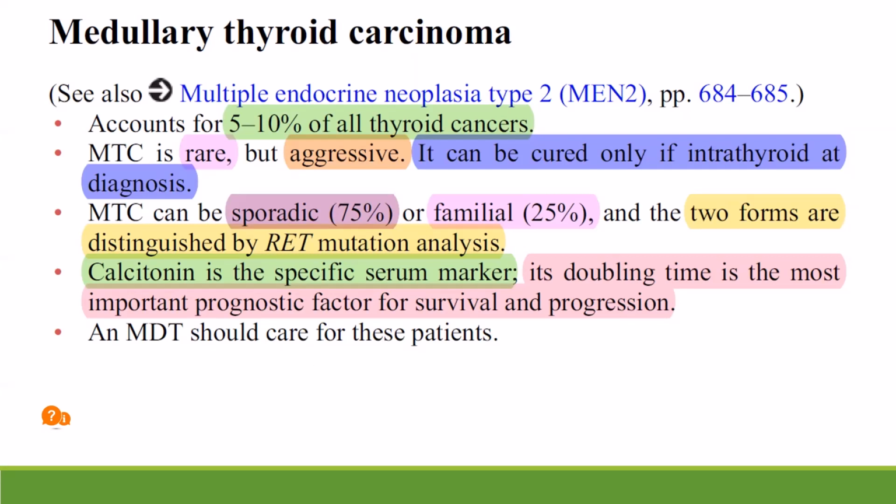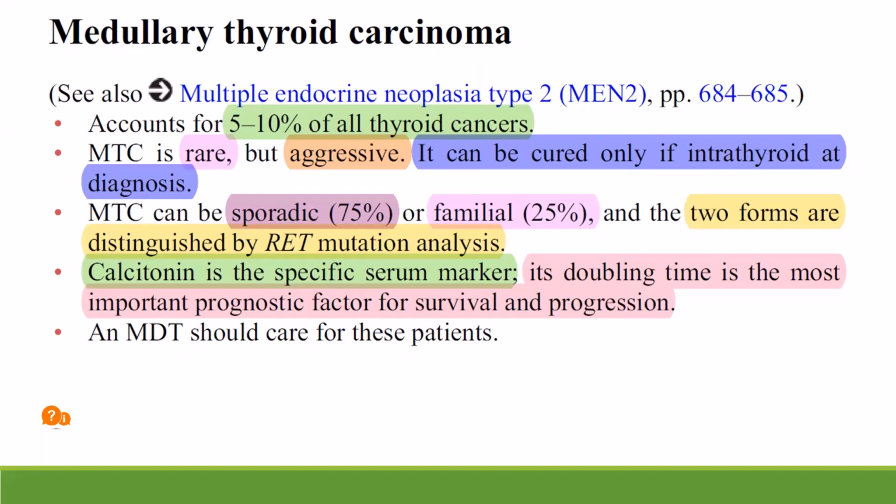Okay. So we go to medullary thyroid carcinoma. We covered differentiated thyroid carcinoma, papillary and follicular. Medullary thyroid carcinoma, inshallah, we will discuss in more detail with multiple endocrine neoplasia type 2 in a separate chapter. Medullary thyroid carcinoma accounts for about 5 to 10% of all thyroid cancers. It is rare but aggressive. It can be cured only if intrathyroidal at diagnosis.